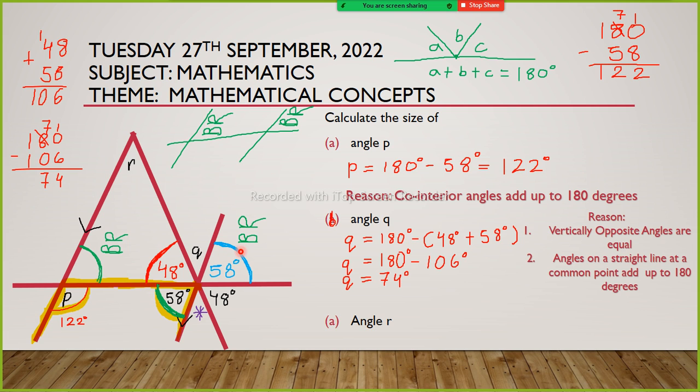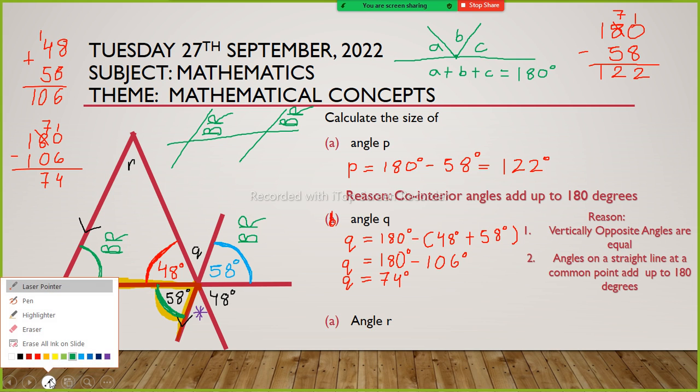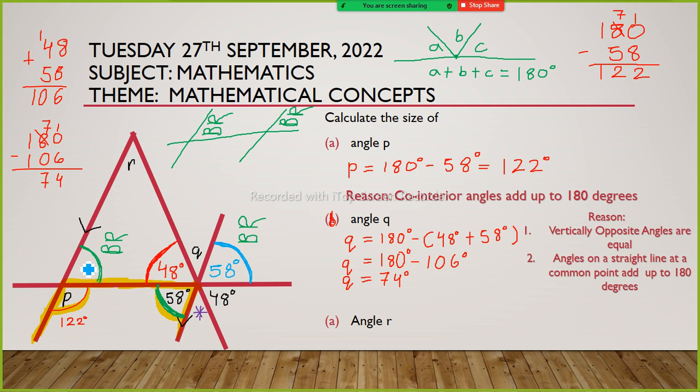So if this is 58, remember corresponding angles are equal. So if this is 58, what can we say about this side right here? That must also be 58 degrees, because if this is 58, this is also 58. So that means that R is in a triangle. R and 58 and 48, all of them must add up to 180 degrees.